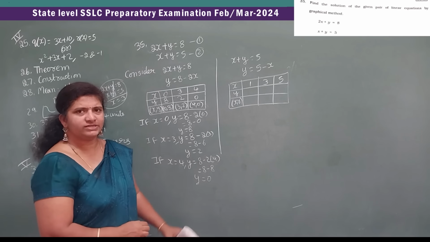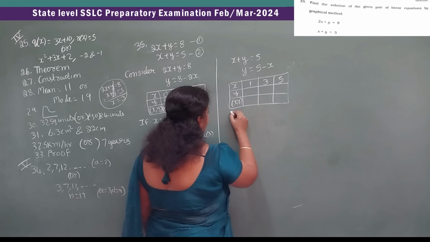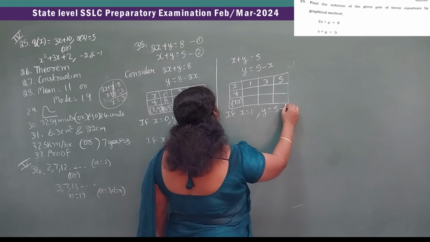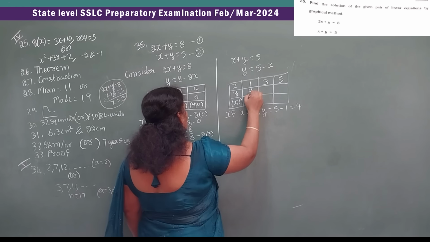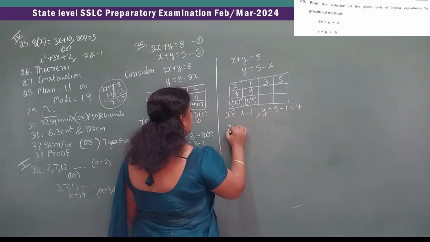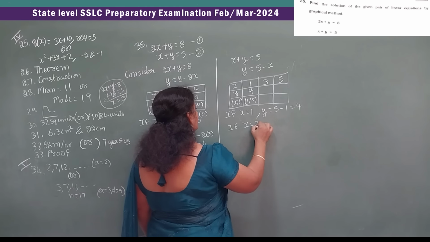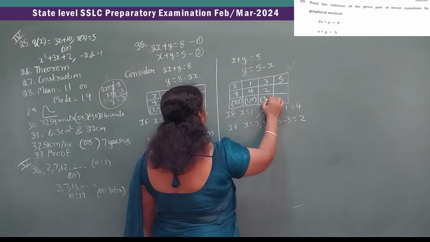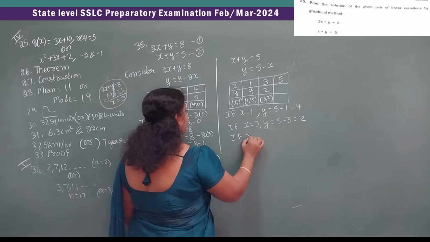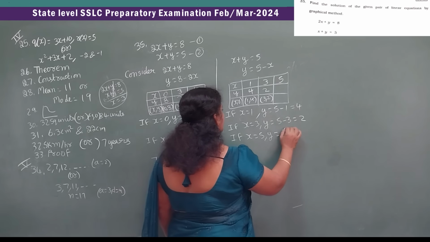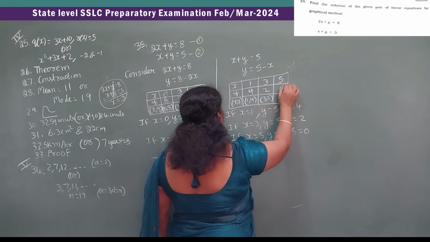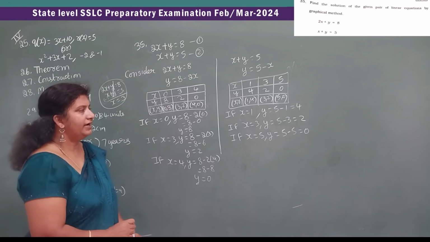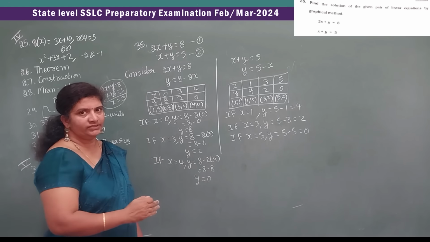Minimum 3 values is enough. And here also in the same manner. If x is equal to 1, y is equal to 5 minus 1, that is 4, so 1 comma 4. And next one, if x is equal to 3, y is equal to 5 minus 3, that is 2. Your coordinate is 3 comma 2. And if x is equal to 5, y is equal to 5 minus 5, that will be 0, so 5 comma 0.